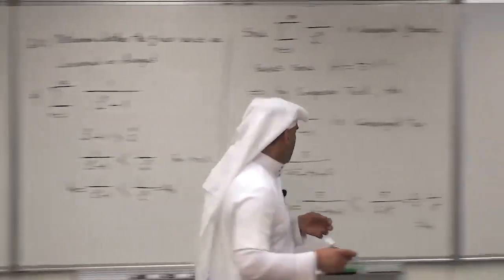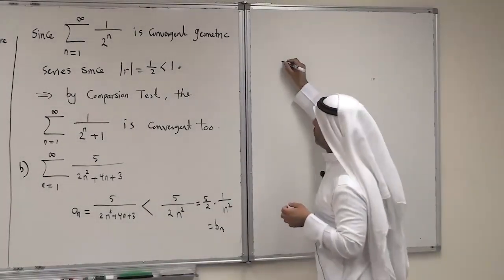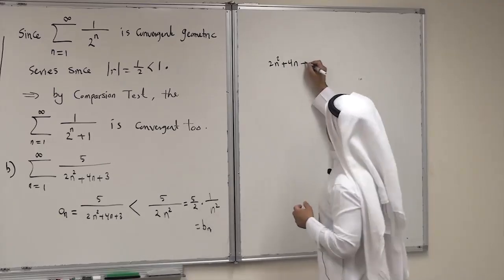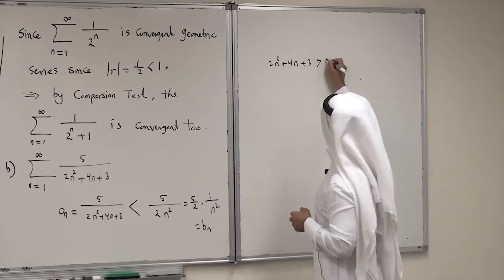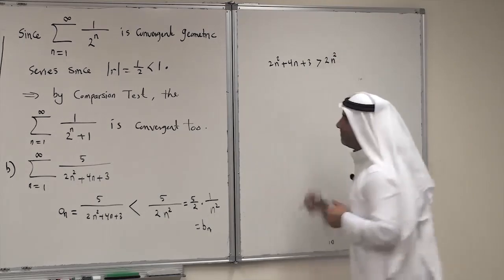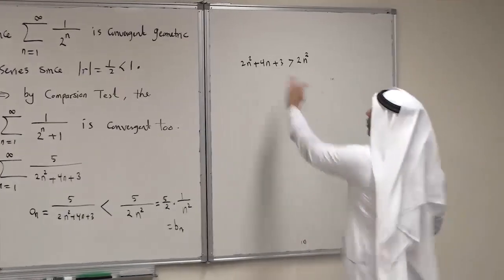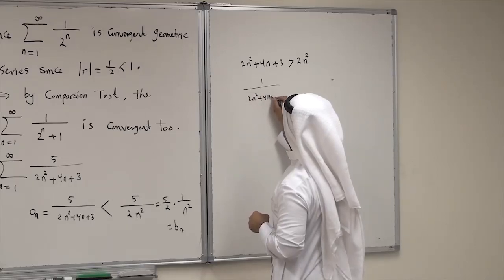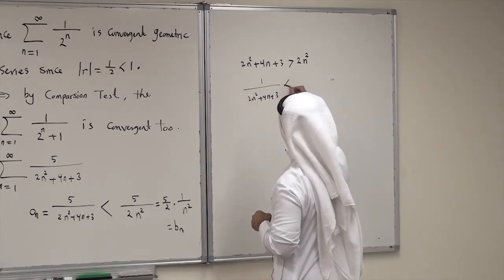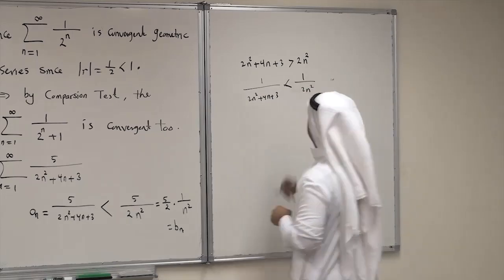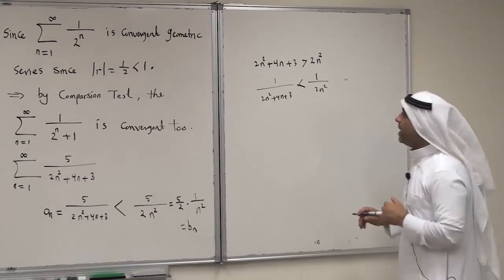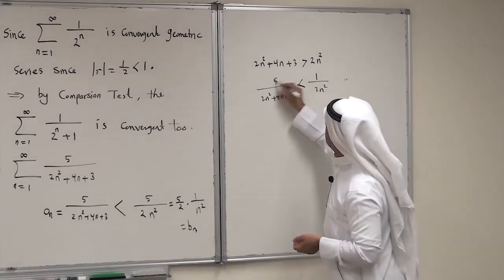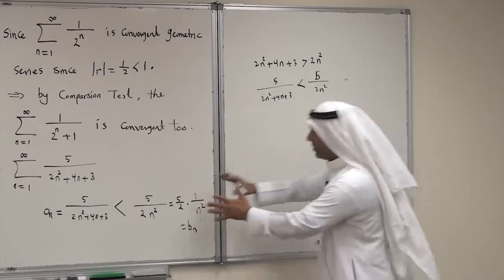Why? Clearly, we have 2n squared plus 4n plus 3, and this is the justification why this is true: this is larger than 2n squared for sure. So 1 over 2n squared plus 4n plus 3 is smaller than 1 over 2n squared. These are positive terms. And what else do we have? We just multiply by 5. So 5 over 2n squared plus 4n plus 3 is less than 5 over 2n squared. So this is wholly true.